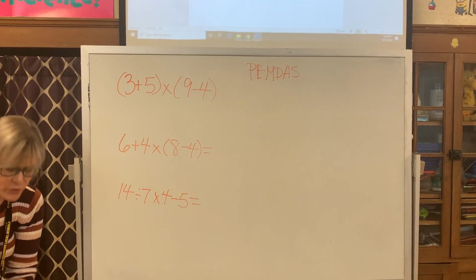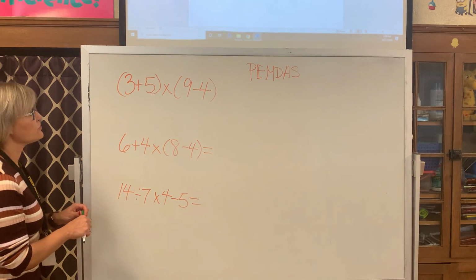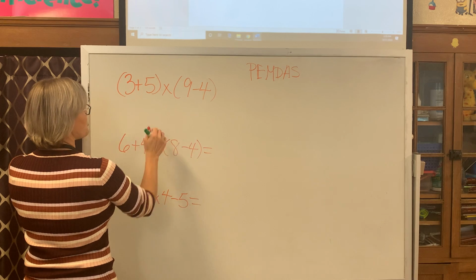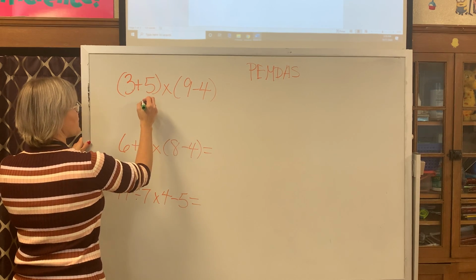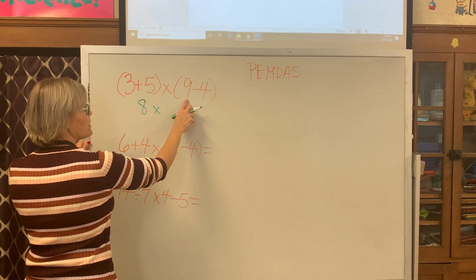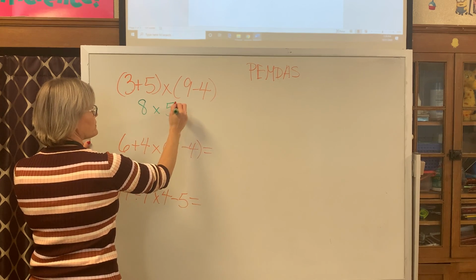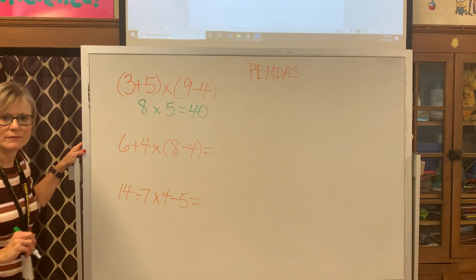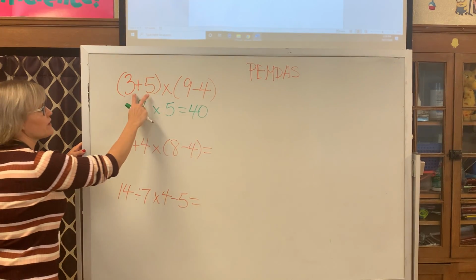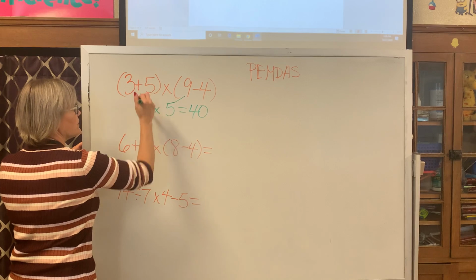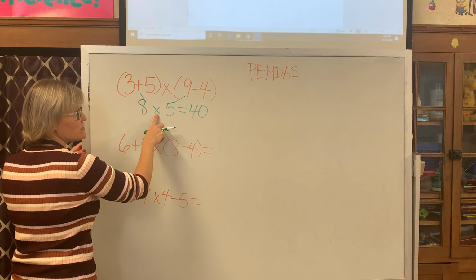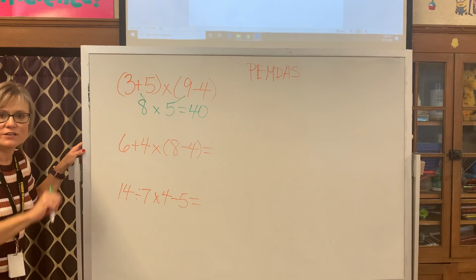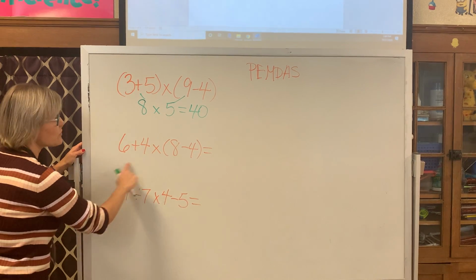All right, I hope you were able to use the PEMDAS model in order to do this. So, to begin with, we start with parentheses. I have 2 sets of parentheses. So I have 3 plus 5 is 8 times 9 minus 4 is 5. 8 times 5 is 40. All right? So we do everything in parentheses first, and then we do the multiplication and division left to right because there were no exponents. All right, I hope you did a good job with that one. All right, let's go on to the next one.